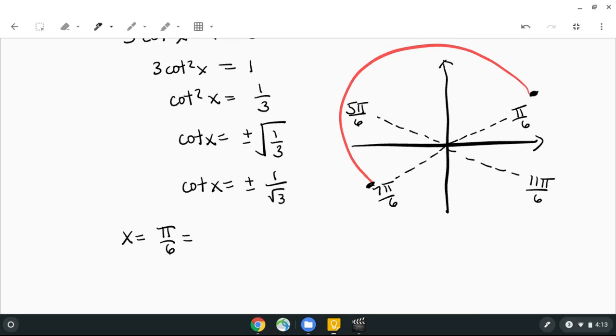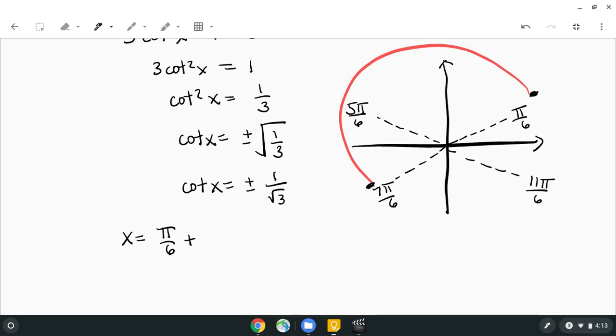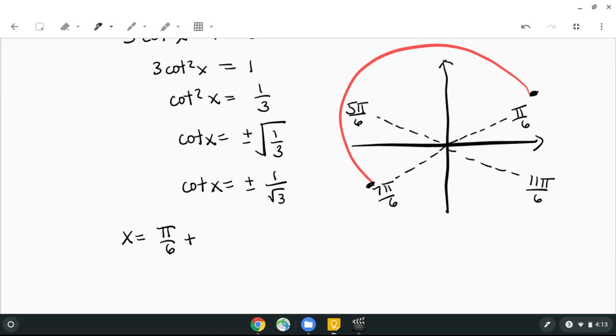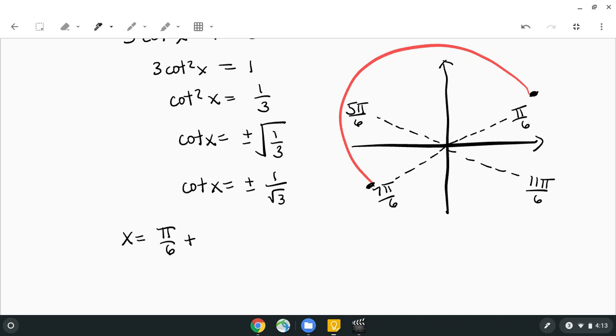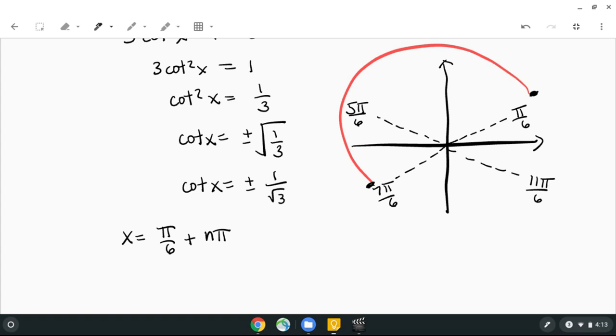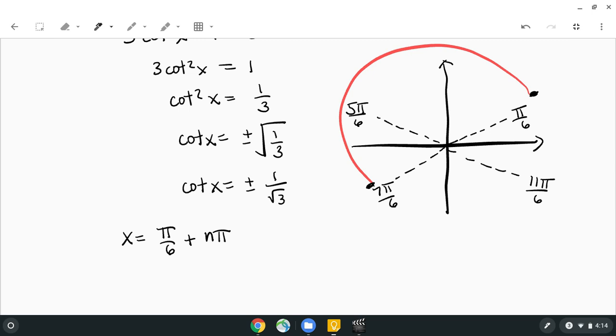Pi over 6 plus, instead of saying 2n pi, 2 pi is one full circle, right? Any number of full circles, any number of half circles. So I'll say n pi. And that'll get me all of the ones that land here at pi over 6 and all of the ones that land at 7 pi over 6. Because if I add another half circle, I land at pi over 6. Add another half circle, I land over at 7 pi over 6. Add another half circle, etc.